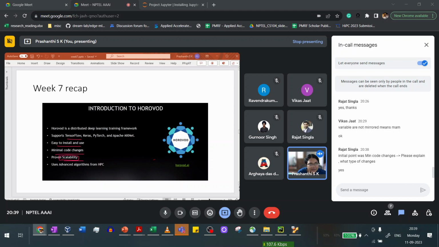The point is each of those steps is just one line, and you don't have to change your actual code by a lot. You don't have to rewrite everything from scratch. But if you want to go through each of these steps in more detail, we can do that in the next session. Just let me know that you want a detailed overview of Horovod, then we can do that.